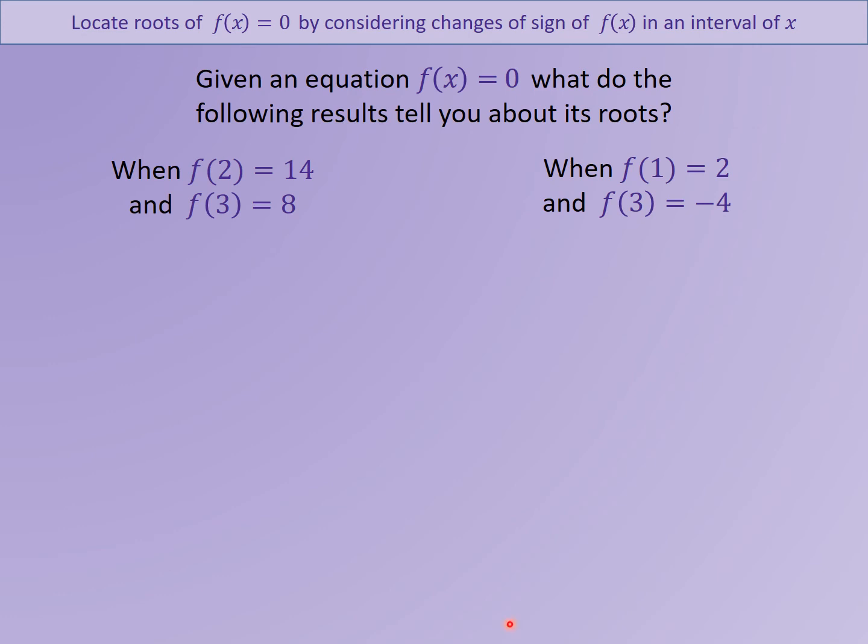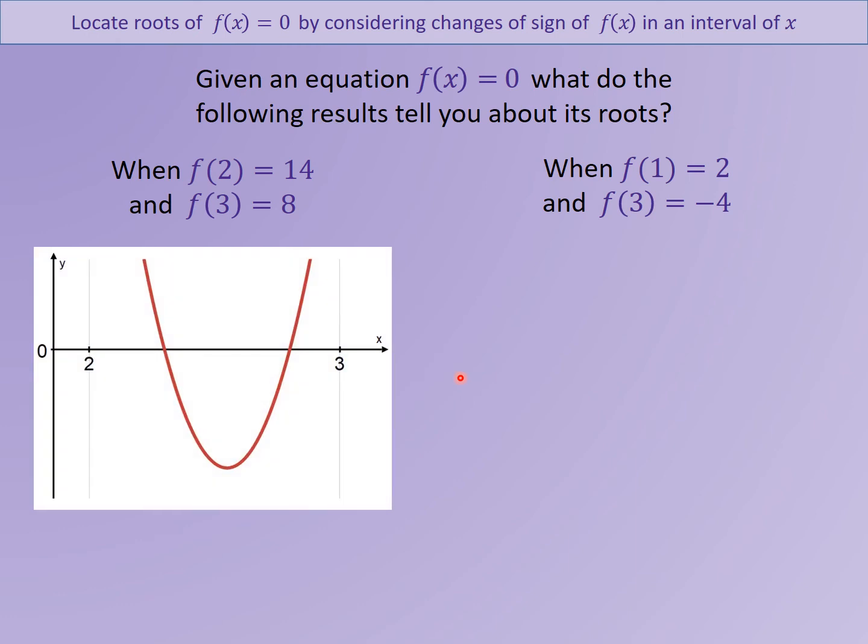Okay, so this first one then, if we look at the first one, you would be well within your rights to think both of those are positive, therefore they have no roots. But have a look at the example underneath it. When I put 2 in, I get a positive 14. When I put 3 in, I get positive 8. Does that mean there's no solutions between it? No, not at all. In fact, this one has 2 solutions between those roots.